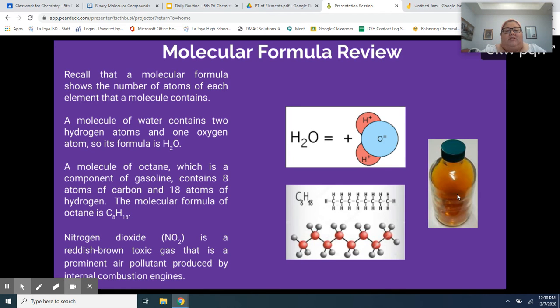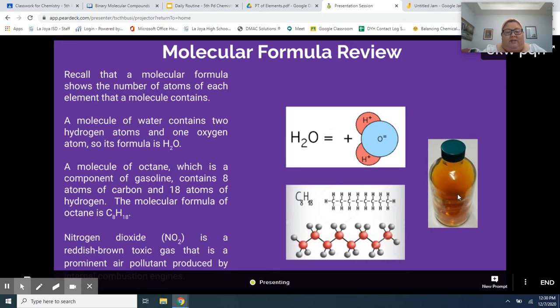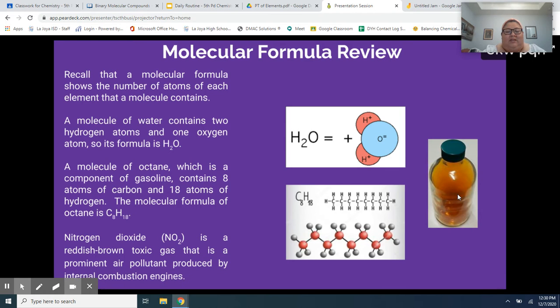The molecule of octane is a component of gasoline. Octane is one of those ingredients for gas. Octane contains 8 atoms of carbon and 18 atoms of hydrogen. That's a very large molecule. The formula is C8H18. Nitrogen dioxide is a reddish brown toxic gas that is a prominent air pollutant, and it's made by internal combustion engines, kind of like vehicles, right? Vehicles, internal combustion engines.